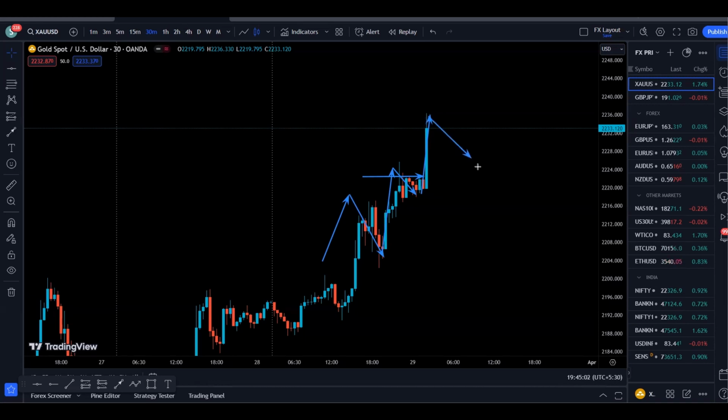So here as well I anticipate some kind of pullback, maybe into this area or this support area, to find support somewhere and then look for some long opportunity to retest the previous high created by the price.